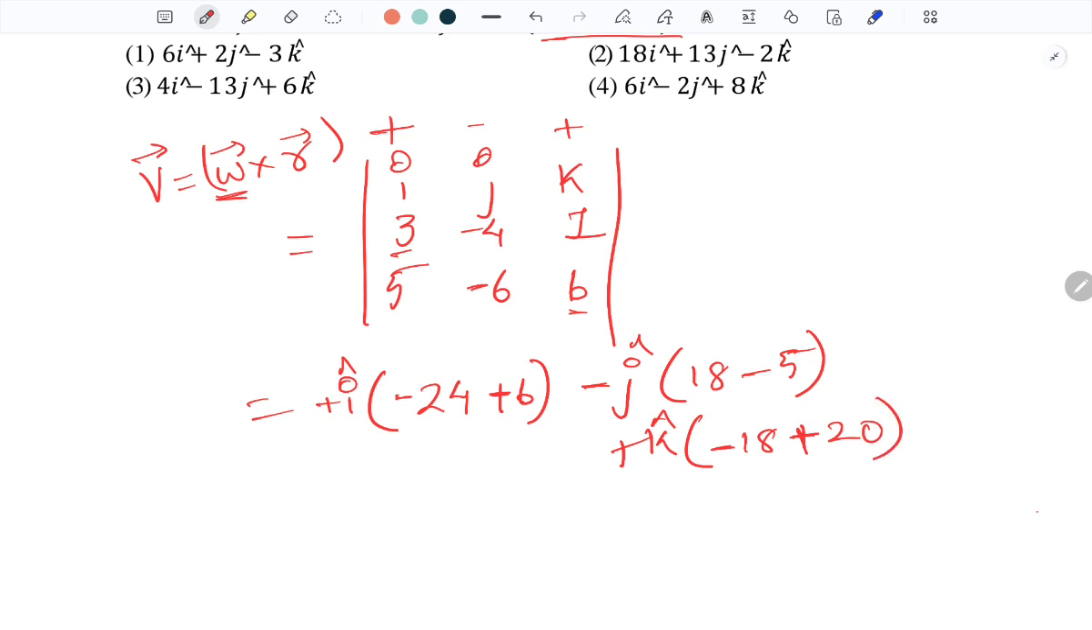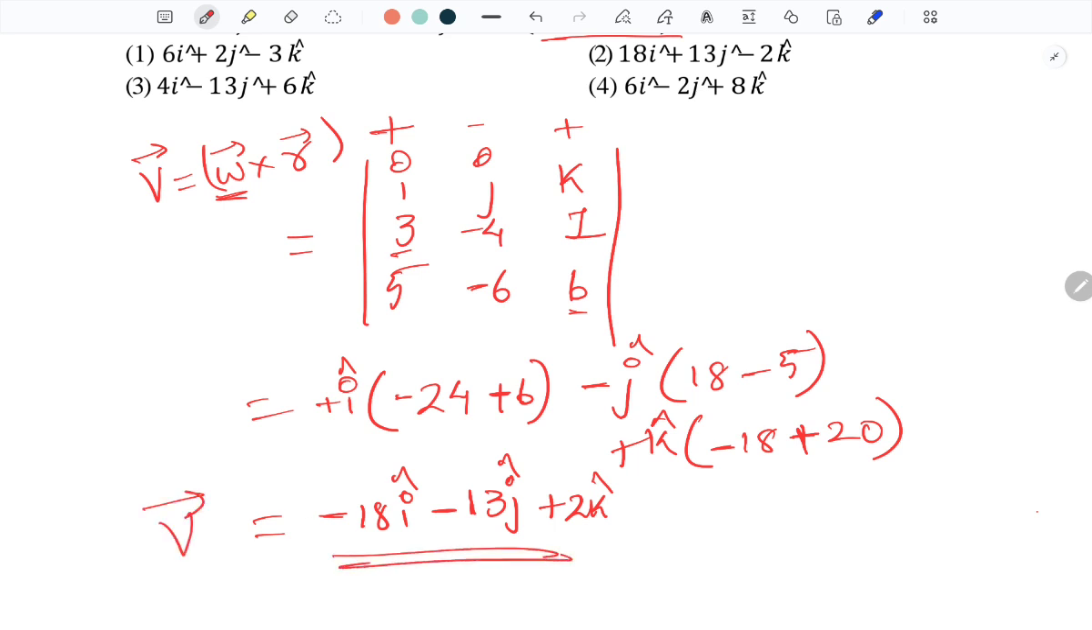The formula has minus. So when you solve this, what will we get? Minus 24 plus 6 is minus 18. So you will get minus 18 i cap. Along with it, minus j cap, 18 minus 5, 13 j cap. Then k cap, what will you get? Minus 18 plus 20 is plus 2. So plus 2 k cap. So this is your answer for velocity.